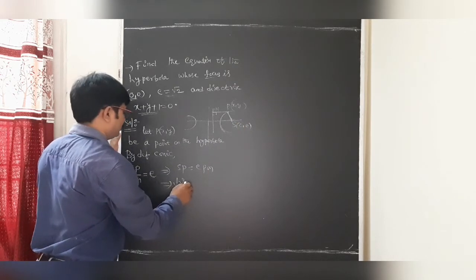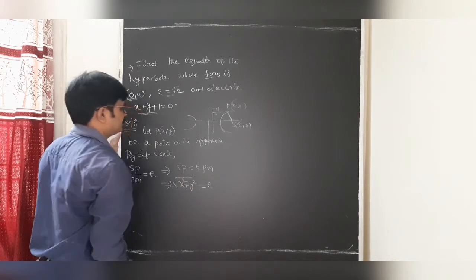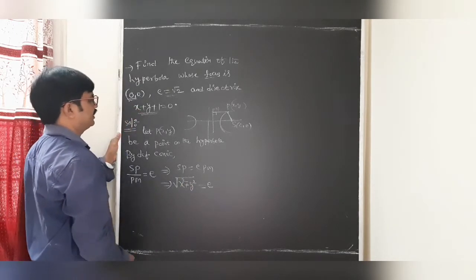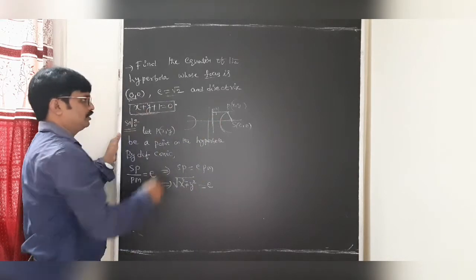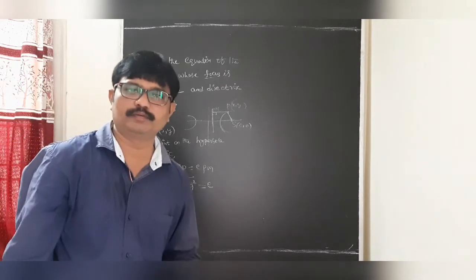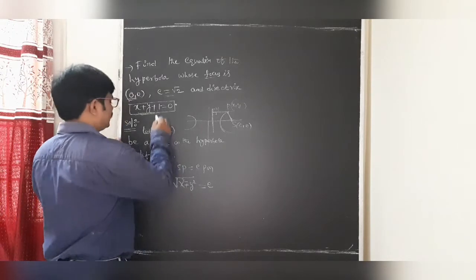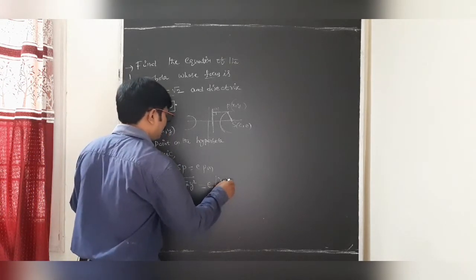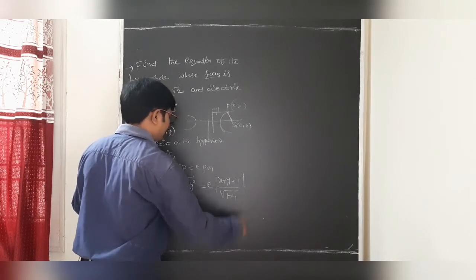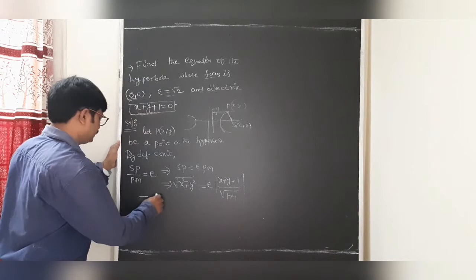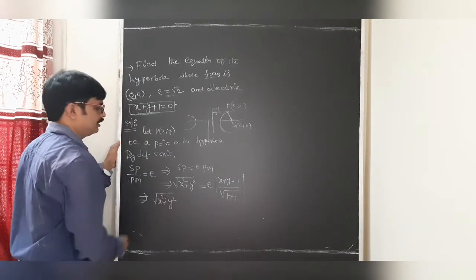That is the square root of (x minus 0) whole square plus (y minus 0) whole square. What is PM? The perpendicular distance from P to the directrix x plus y plus 1 equal to 0. PM is nothing but the perpendicular distance from P to the directrix, that is modulus of x plus y plus 1 under root of a square plus b square. So students, this is x square plus y square.